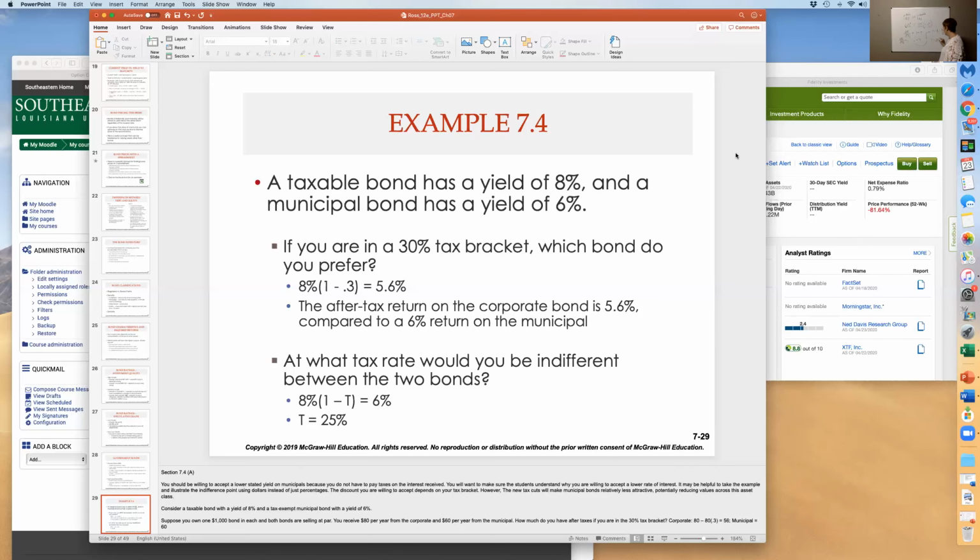25%. That means if your marginal tax rate is below 25%, you're going to choose the taxable bond. And if your tax rate is above 25%, you're going to choose the muni. You're going to have a higher after-tax rate. Right at 25%, you're indifferent. You don't care. They're the same.